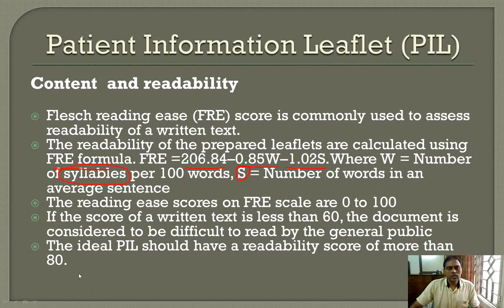So the reading ease scores on this FRE formula are between 0 to 100, right? Anything below 60 is considered as difficult to read by the general public. And ideally the score should be 80. A score of 80 and more is considered as the PIL having a good readability score, and you can consider that PIL a good readability design.